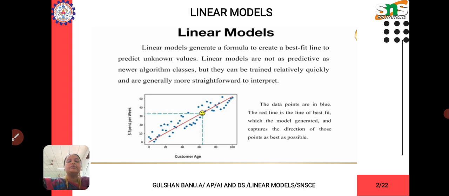As in the diagram, it explains the linear model in which there are different kinds of data associated with it. The data points are given in blue. The red line is the best fit which the model generates, and it captures the direction of those points.